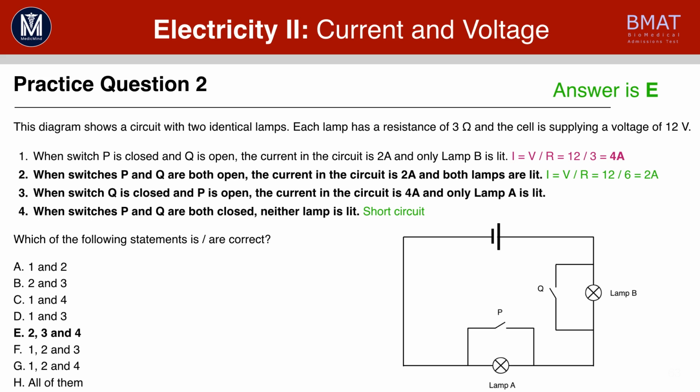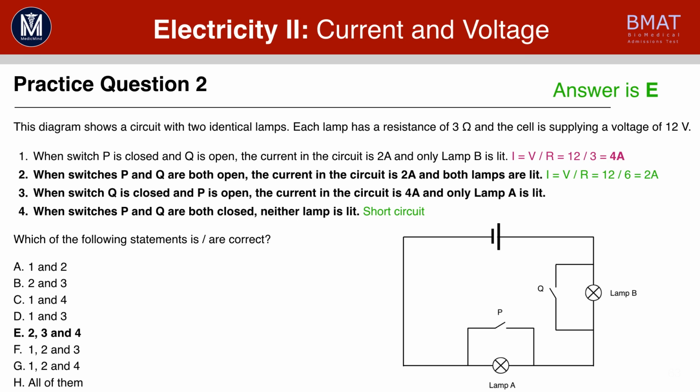Statement 2 is correct. Statement 3. When switch Q is closed and P is open, the current in the circuit is 4 amps and only lamp A is lit. This is similar to statement 1 but is reversed around. In this case, Q is closed and P is open. And unlike statement 1, they have got the correct current of 4 amps.